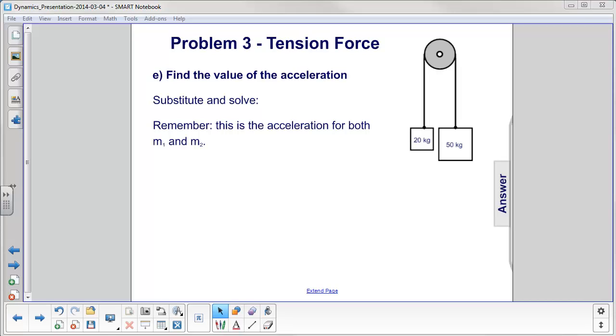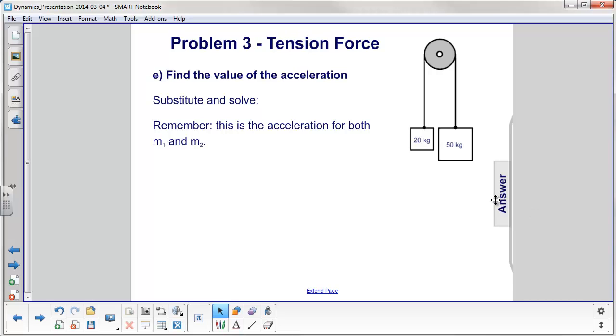Now that we have the equation for the acceleration and we have the given values, it is time to substitute and solve. And remember, this acceleration that we're finding will be the acceleration for both objects as they are connected by a string or a rope that is not stretching or compressing.